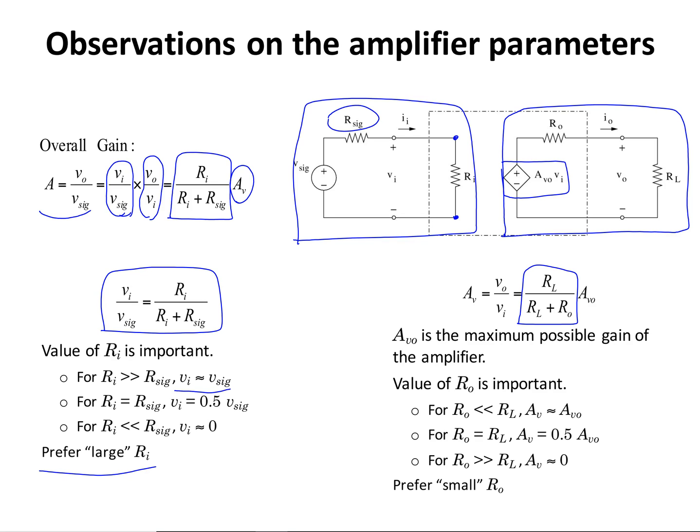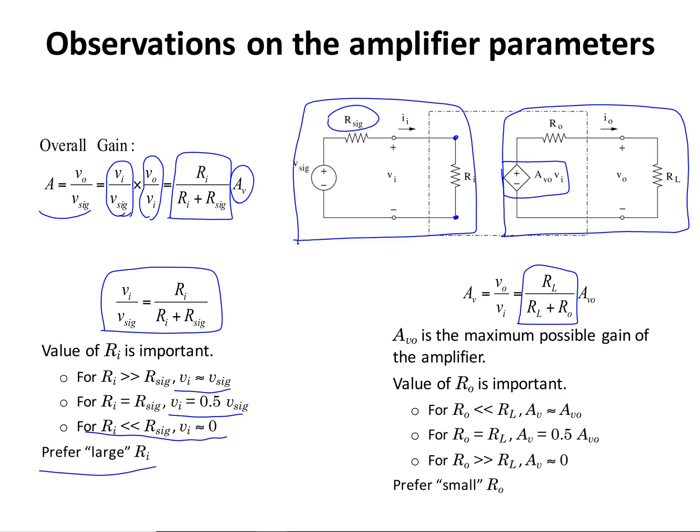When Ri is equal to the output resistance of the voltage source, for example, then Vi is going to be only half of the signal that we are connecting to our amplifier. And if Ri is much smaller than the signal resistance, then there is practically nothing applied to the input of our transistor.